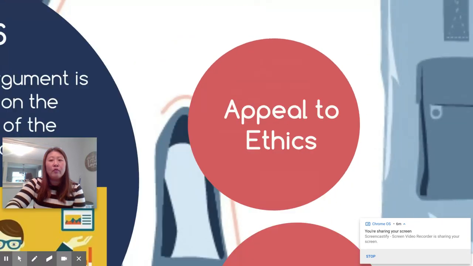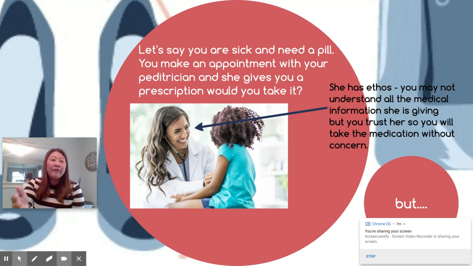And I'm going to show you when I move to the next slide, okay? For instance, look at this picture here. Let's say you're sick and you need a pill and you make an appointment with your pediatrician and she gives you a prescription to take it. Are you likely to take it? Just happened to us at our house. So she has ethos, this lady here. You may not understand all of the medical information she gives you, but you trust her and you know that you can take that medication without being worried or concerned. If I get a prescription for my kids, they don't ask me, why should I take this? They take it because the doctor prescribed it. So that is having credibility, having ethos.